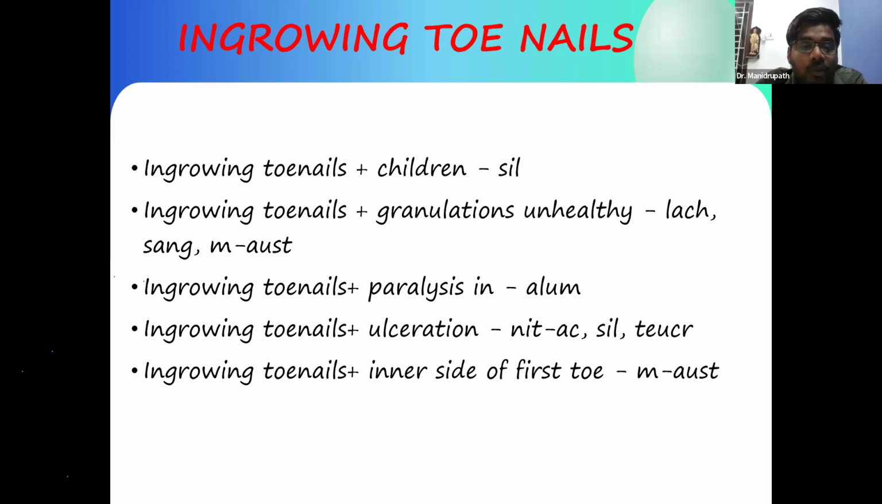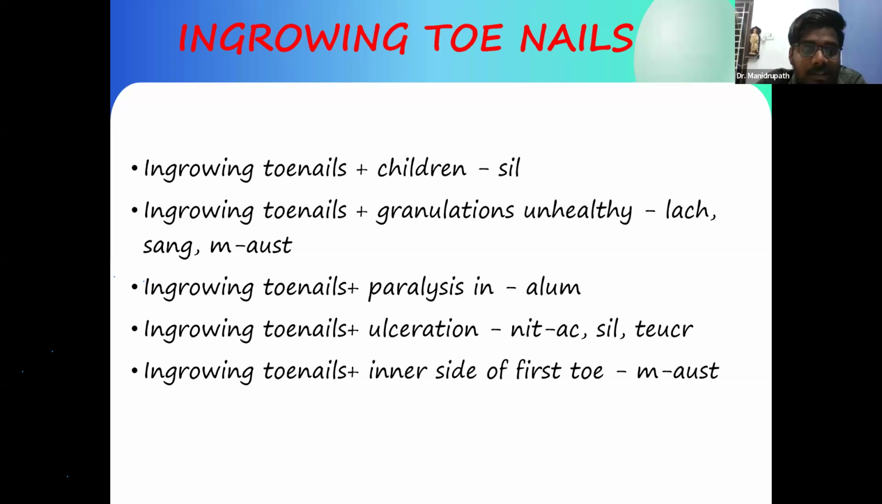Next, ingrowing toenails with paralysis: the remedy is Alumina. Ingrowing toenails with a lot of ulceration: Nitric acid, a lot of burnings you can see, affection of mucocutaneous junctions. A lot of revengeful nature is Nitric acid. Silicea and Teucrium marum verum, which is a very beautiful remedy for nasal polyps. Actually, I never get results with Teucrium verum in nasal polyps, but Nash has mentioned to give it in 50M potency, especially in nasal polyps.